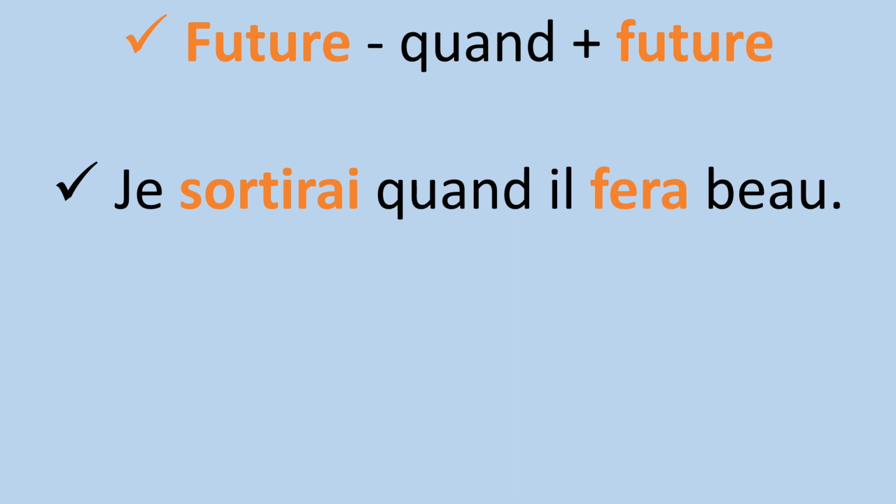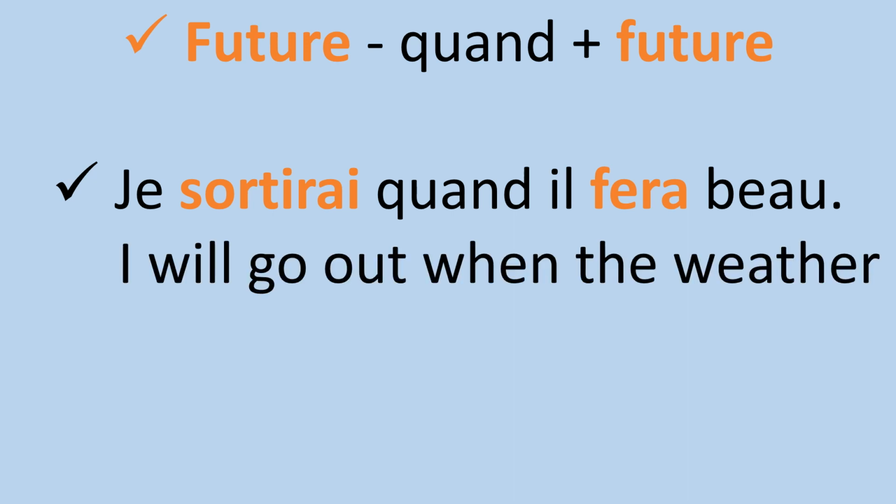Another structure which you need to know with quand, because in English we don't use the future, we use the present tense, but in French it has to be the future. So, for example, you say je sortirai quand il fera beau. I will go out when the weather is nice.